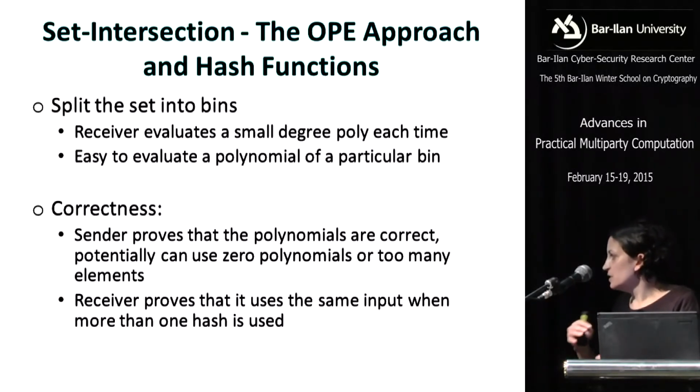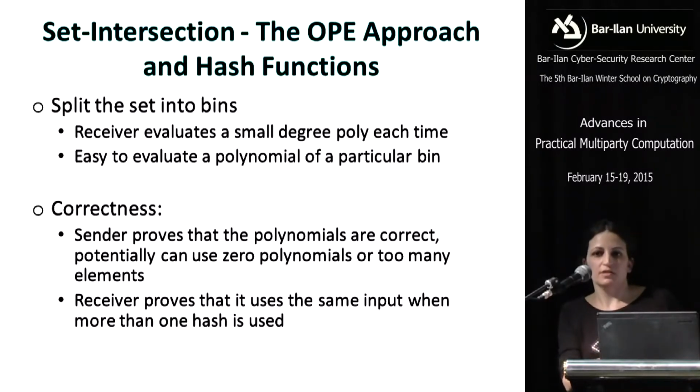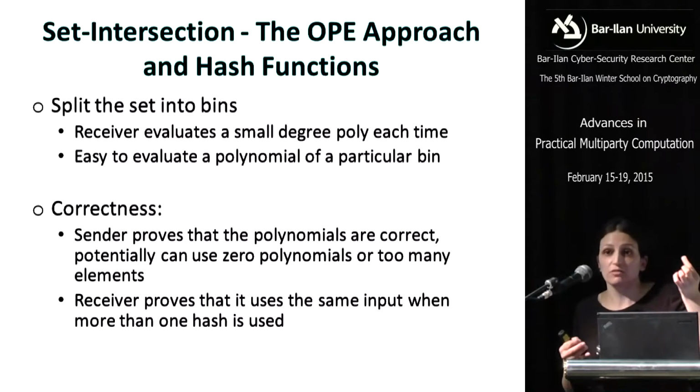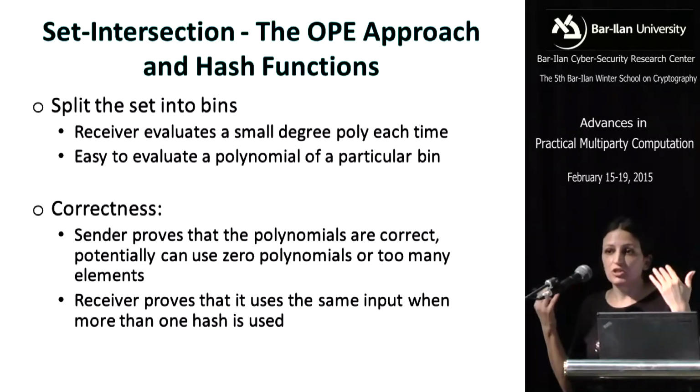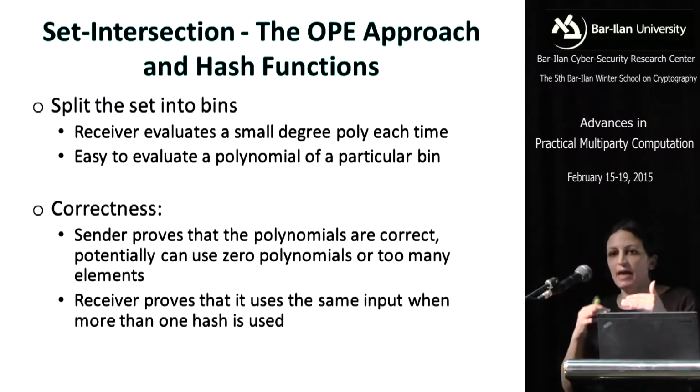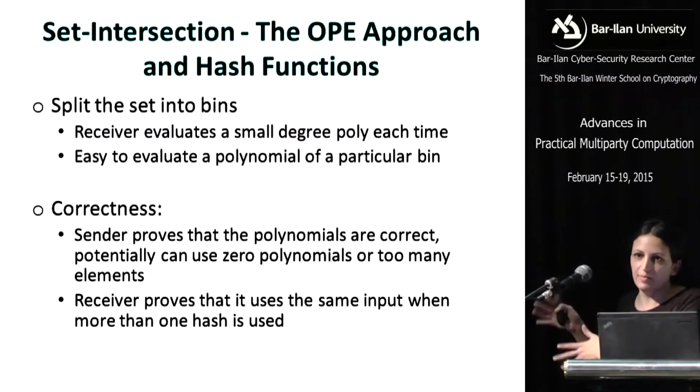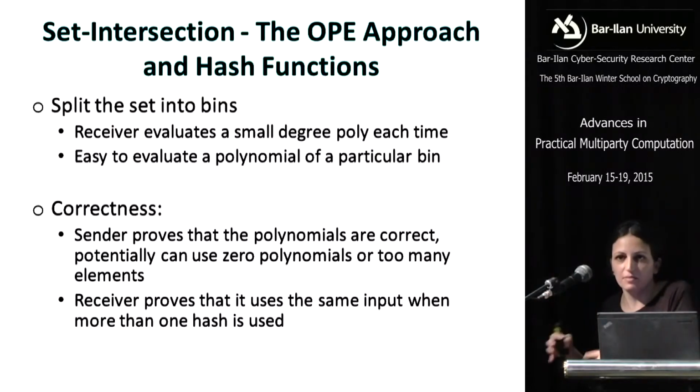And the receiver could cheat too. In some implementations of these hash functions, like cuckoo hashing and balanced allocation hash functions, you have more than one hash function, either two or two with a stash. You really need to make sure that the same element was evaluated with respect to each one of these hash functions. But these are all taken care of, and it's very easy to prove that.